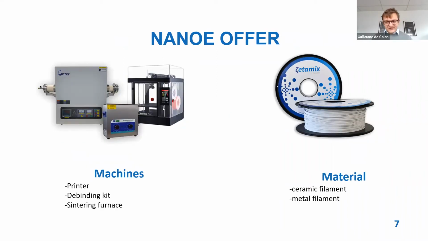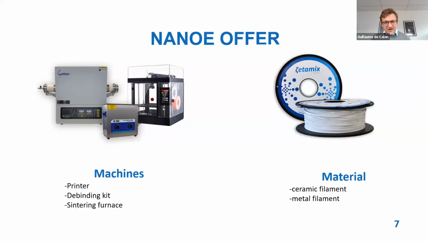Again, I already said it, but I'm really going to insist on it. The core of our business is raw materials. So the core of our offer is the materials, the filaments, ceramic and metal. We still do offer machines which are compatible with these filaments, because we see that a lot of customers ask us not for a material, but for a solution. They want the material and the compatible machine. So we decided to make that offer, knowing that we're not a machine manufacturer.